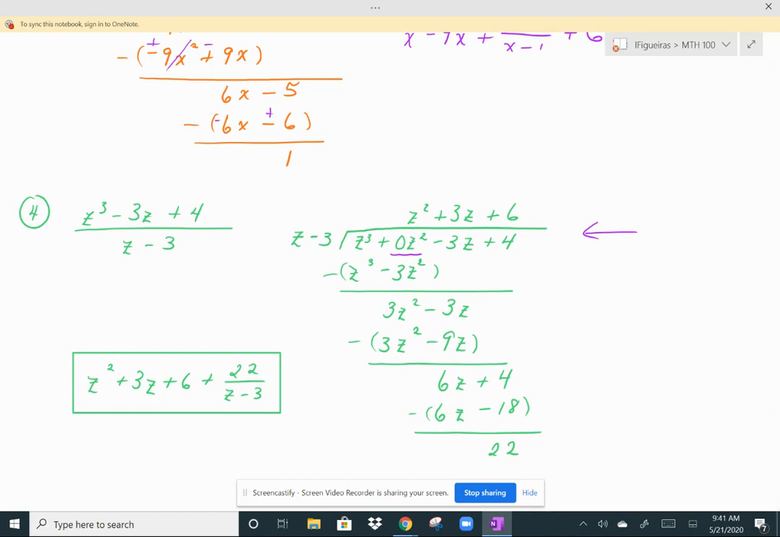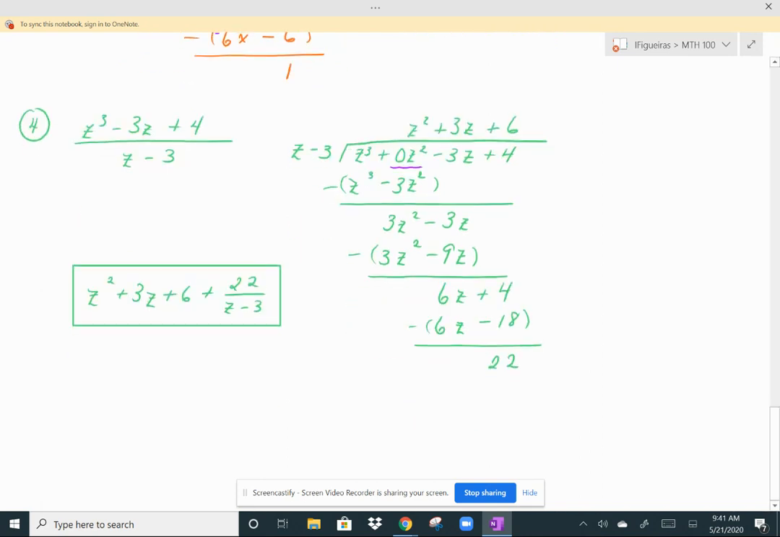So I again have 4 terms in my polynomial. I have to divide z cubed plus 0z squared minus 3z plus 4 by z minus 3. All right, then I repeat the process. I take the first term on the inside, divide it by the first term on the outside. That gives me z squared. Then take z squared and distribute it across z minus 3. You get z cubed minus 3z squared.